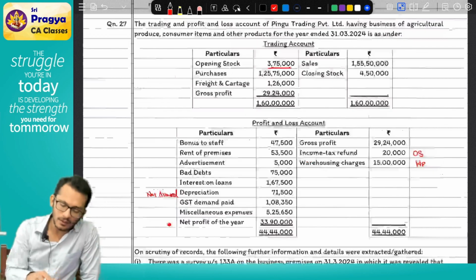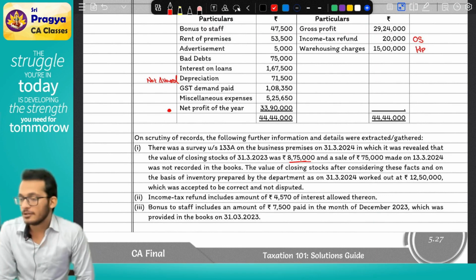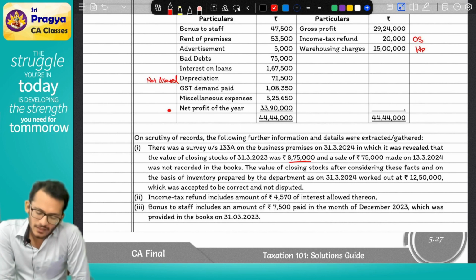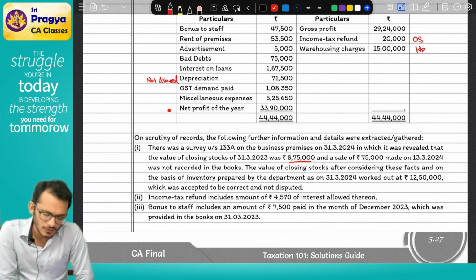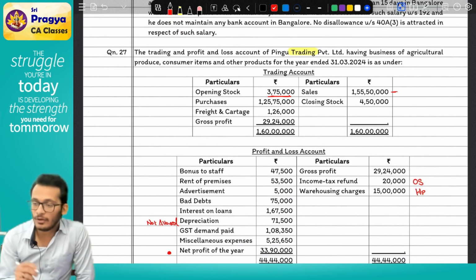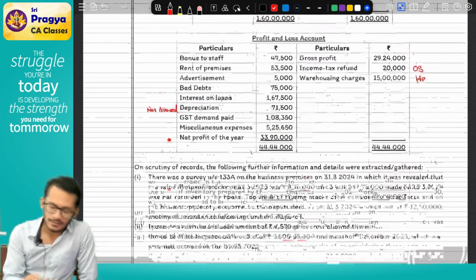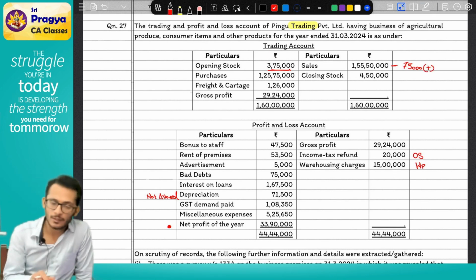How much will it come down, Rahul? 3,75,000 was the opening stock. 8,75,000 is the revised opening stock, which means 5 lakhs will come down. Then the sale of 75,000 made on 13th March 2024 was not recorded in the books of accounts, which means this sale is undervalued. How much is undervalued? 75,000. So you need to add 75,000. Yes or no?